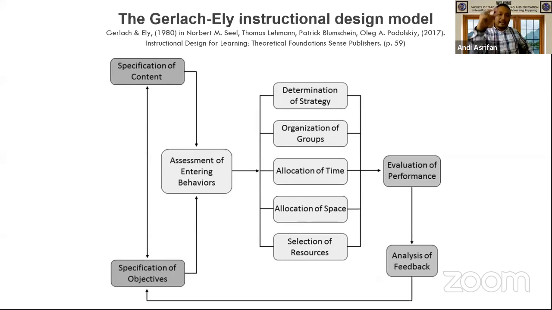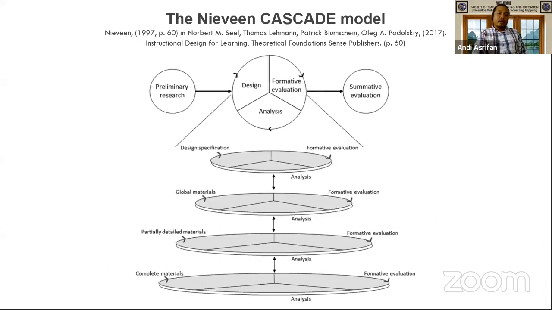So the next model here, the Gerlach, starting from the specification of content, and then specification of objective. So we combine this data to assess entering behavior, and then we design the determination of strategy, organization of group, allocation of the time, allocation of the space, and then selection of resource, and we do the evaluation and analysis of feedback in the last phase of this model. And then the next model is the Knirk. The Knirk here is still the same.